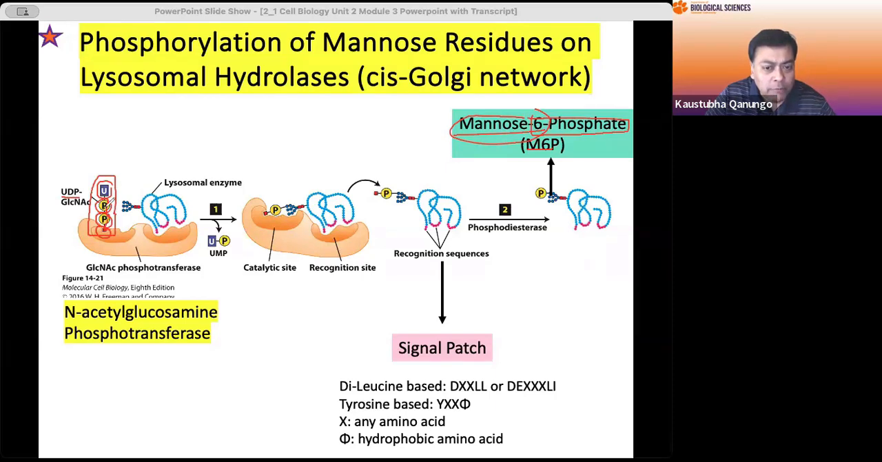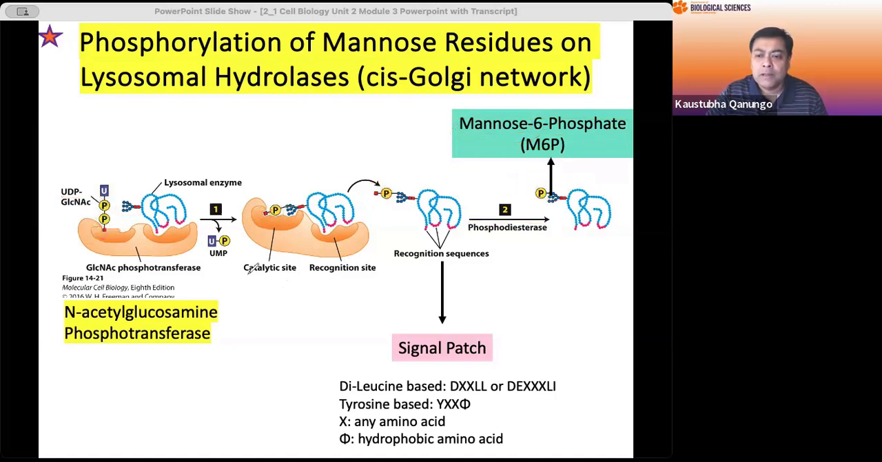N-acetylglucosamine is a sugar, and there are 2 phosphates in there. From this, the phosphate and the N-acetylglucosamine is put onto the mannose right here. And then the next enzyme, phosphodiesterase, takes off that N-acetylglucosamine. That red square is gone. Phosphodiesterase takes it off. Only the phosphate remains at the terminal mannose at the 6th position. This is essentially the signal.